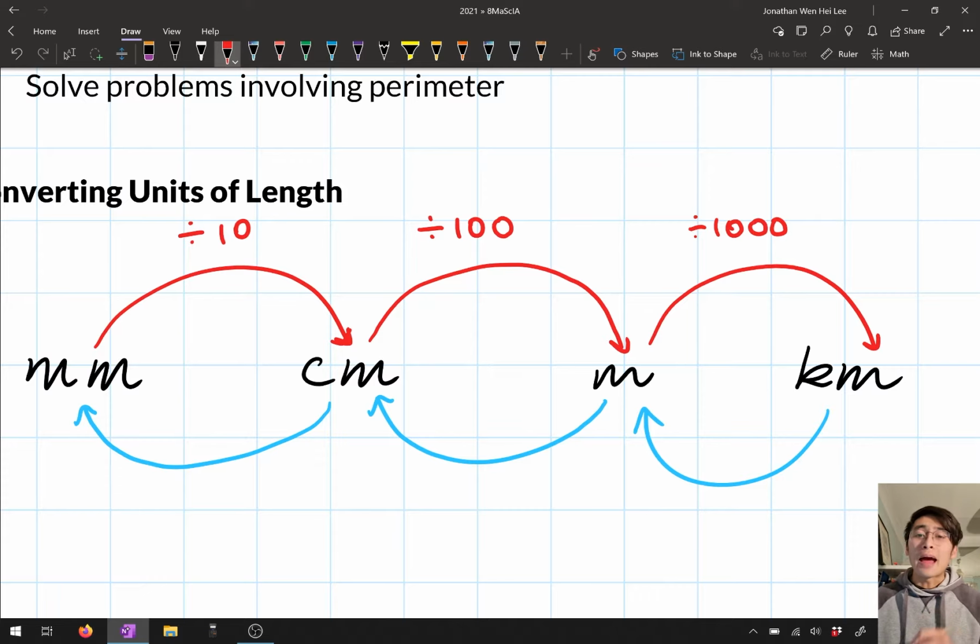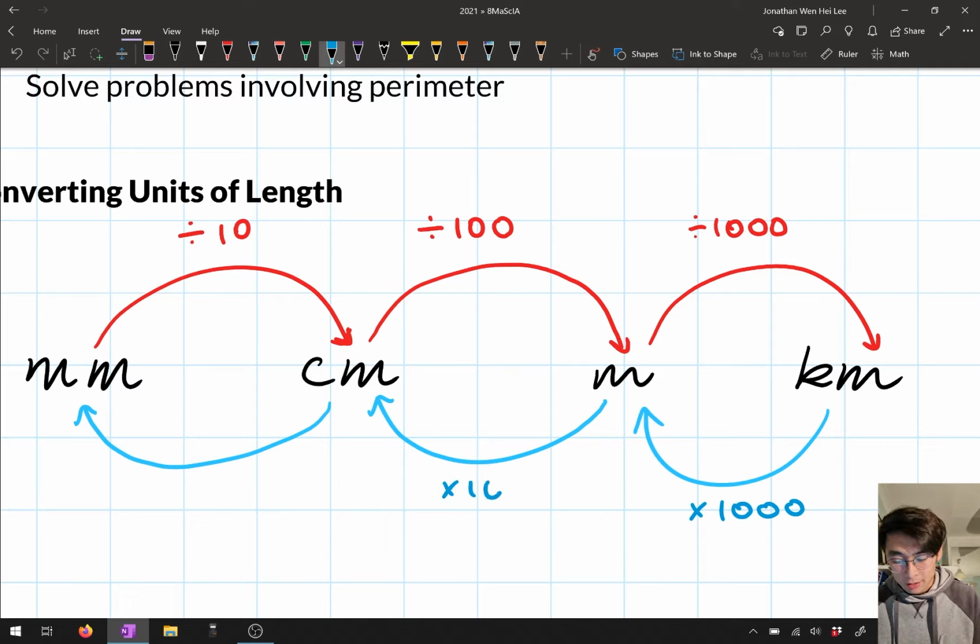Okay, and if we want to go backwards, all we need to do is the opposite operation of division. The opposite of division is just multiplication. So if I want to go from kilometers to meters, all I do is times by 1,000. If I've got a measurement of 1 kilometer, I just times it by 1,000, and that tells me I've got 1,000 meters. If I want to go from meters to centimeters, I times it by 100. And if I go from centimeters to millimeters, I do the opposite: I times by 10.